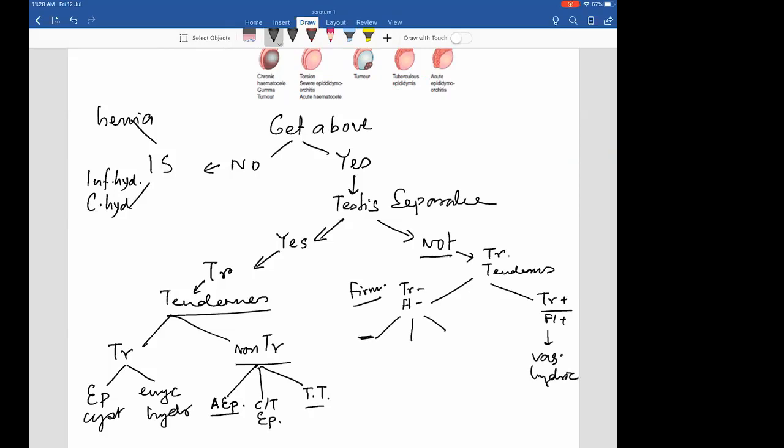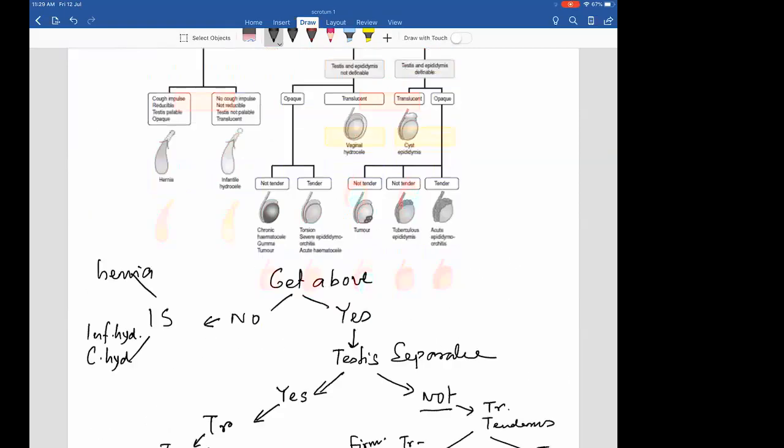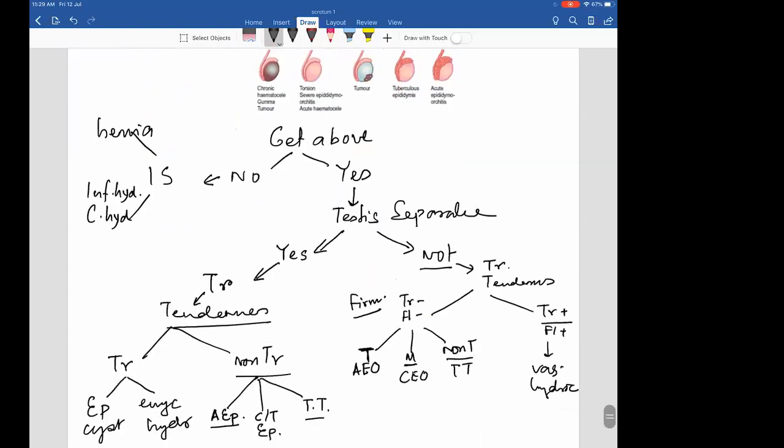Very tender, red, as I've said, is an acute epididymo-orchitis. Mild tenderness is orchitis. Non-tender, it can be a testicular tumor. But again, make the points very clean. As I've said, an acute epididymo-orchitis, remember what is the next differential diagnosis? Testicular torsion. Chronic epididymo-orchitis is mildly tender, may not be tender, but remember that if it is non-tender, think of an epididymo-orchitis, a gumma, and TB.